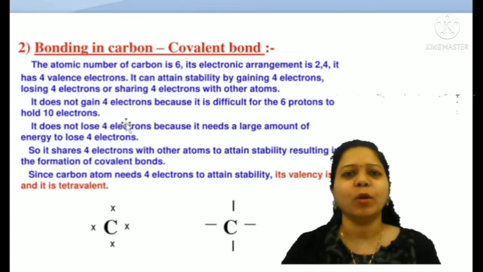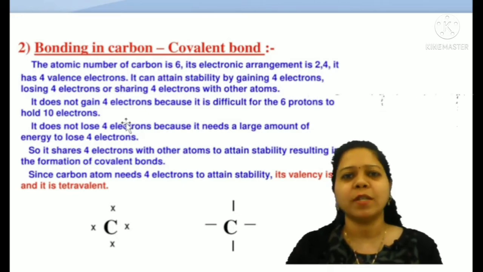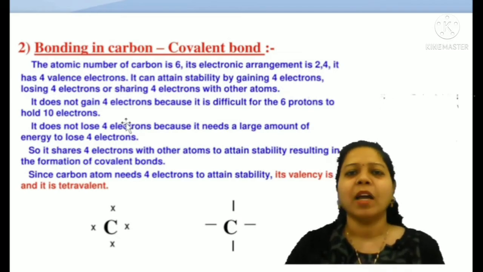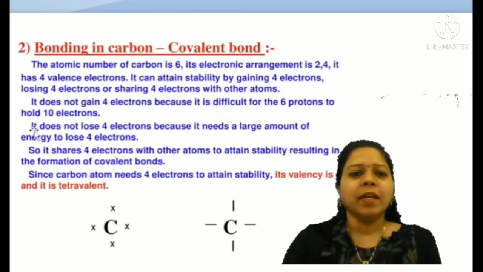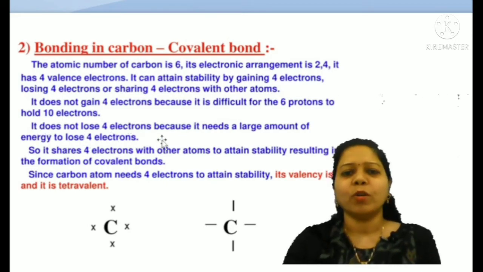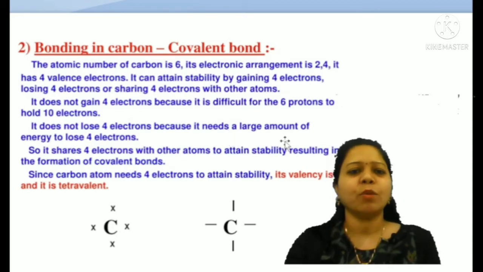See, carbon is not able to gain electrons. Why? Because if the atomic number is 6, the number of protons is also 6, and if we gain 4 electrons the number of electrons becomes 10, and that's why it is difficult for 6 protons to hold 10 electrons. That's why it is not able to gain 4 electrons. It does not lose 4 electrons because it needs a large amount of energy to lose 4 electrons.